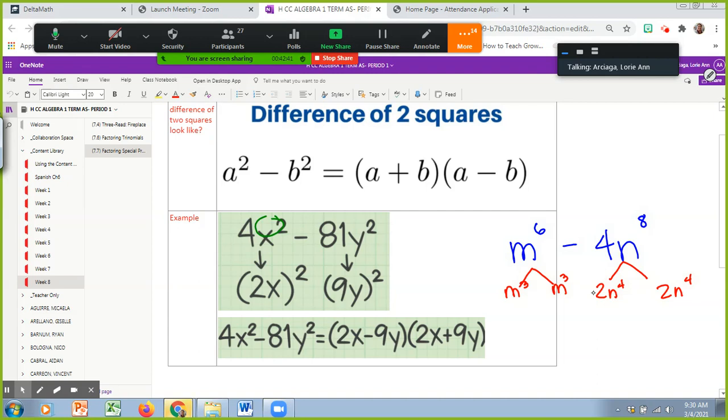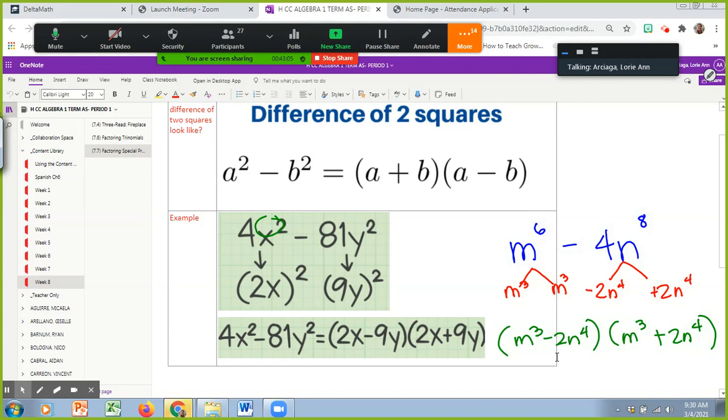Since this is negative, make one of them negative, make one of them positive. And there you have the answer already. Just group the first, so m3 minus 2n4, okay? And then group the second, so m3 plus 2n4. So that's what we mean by difference of two squares. The factors look the same, but they are opposite in signs.